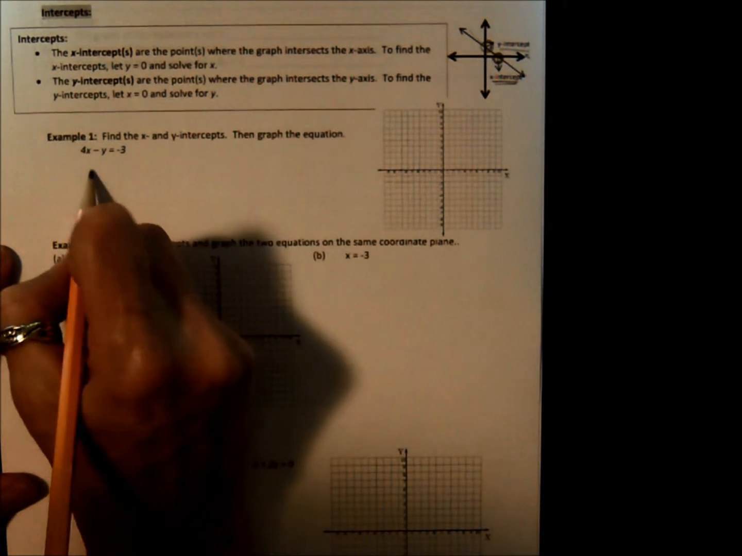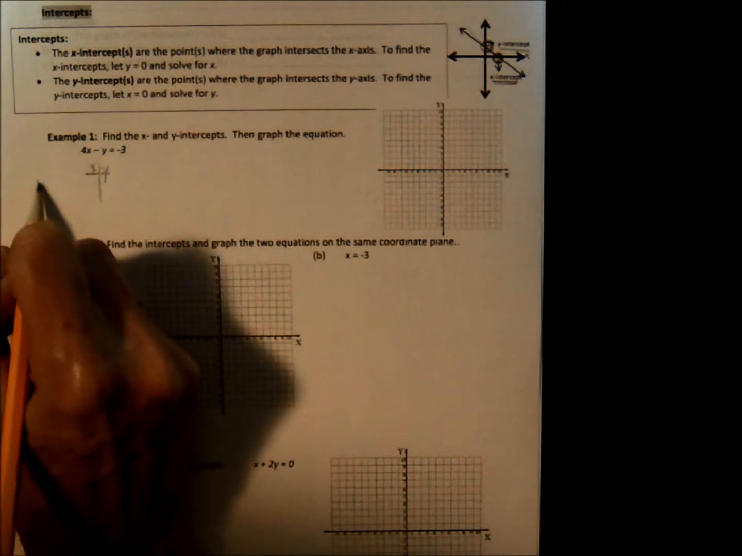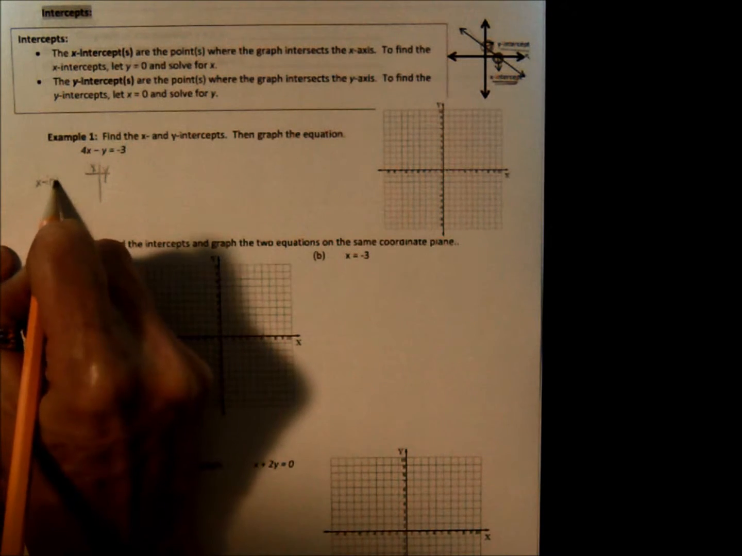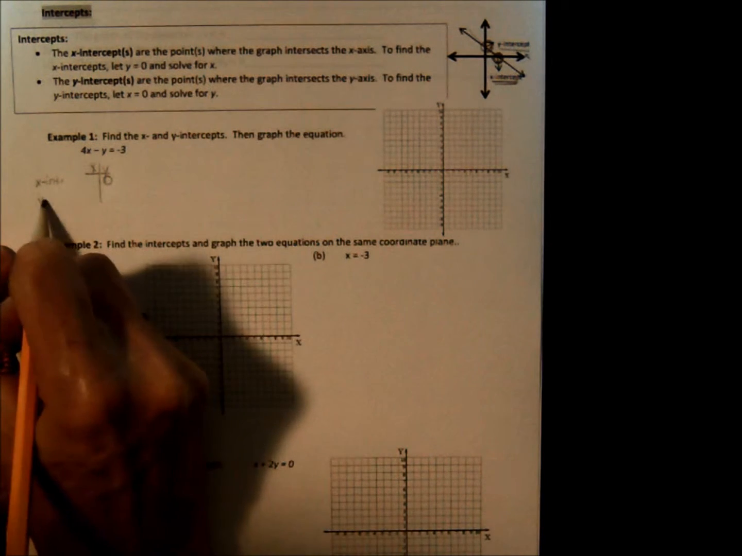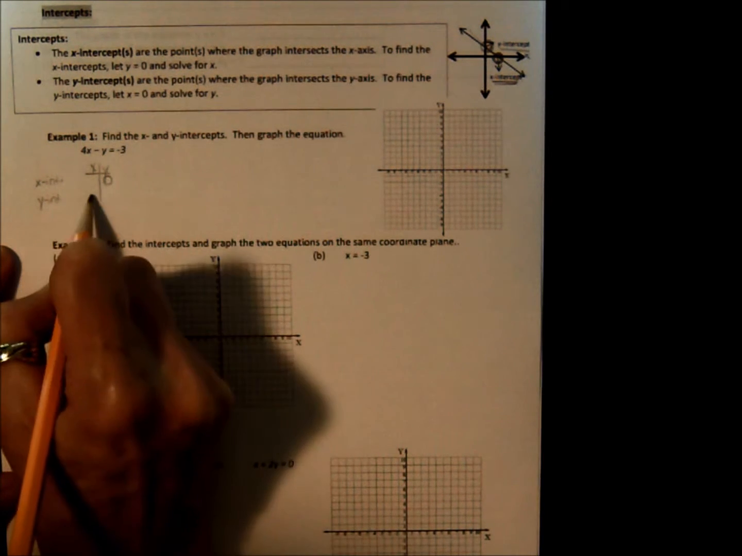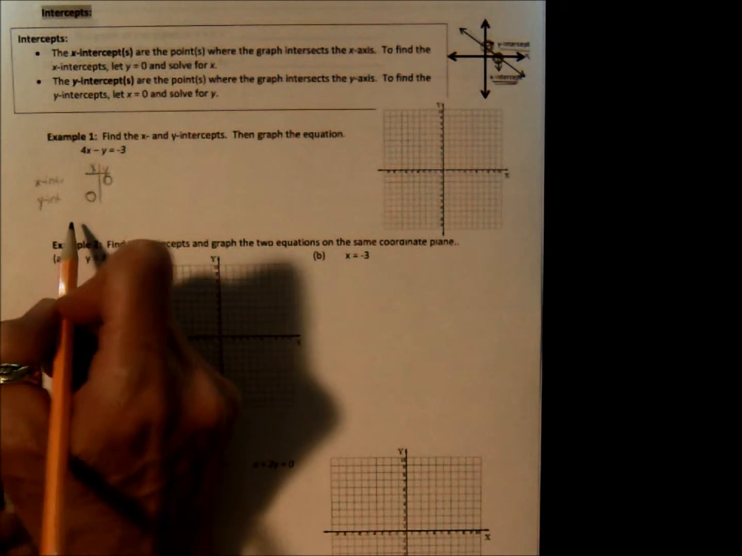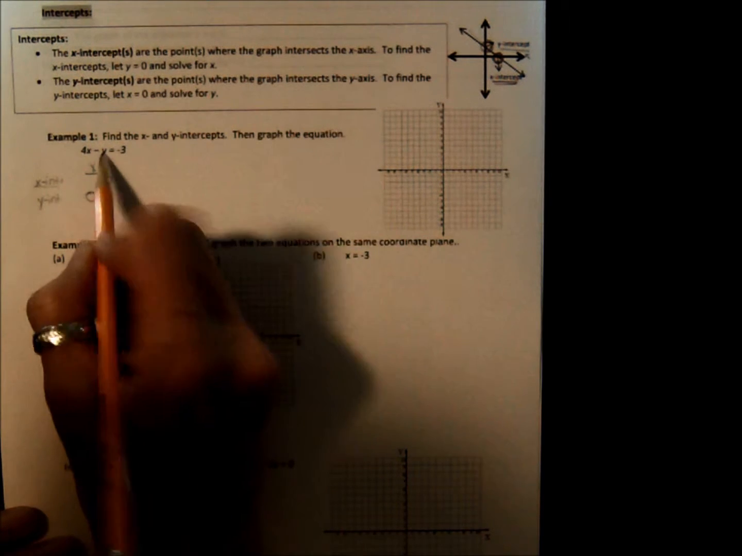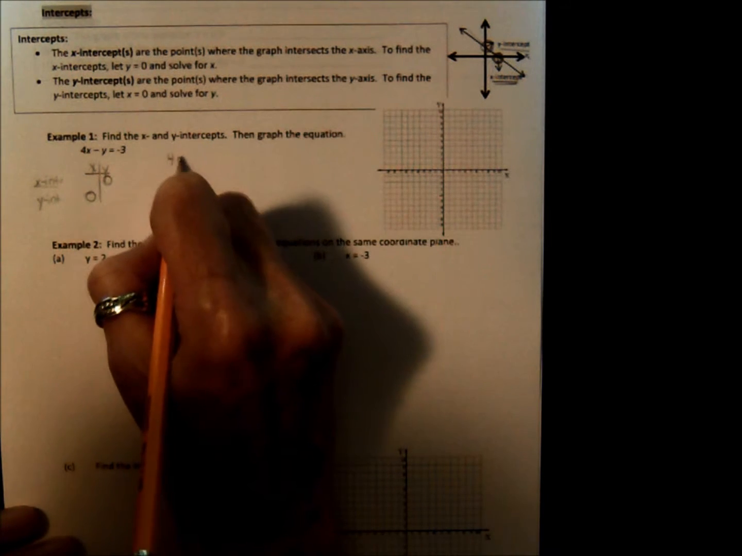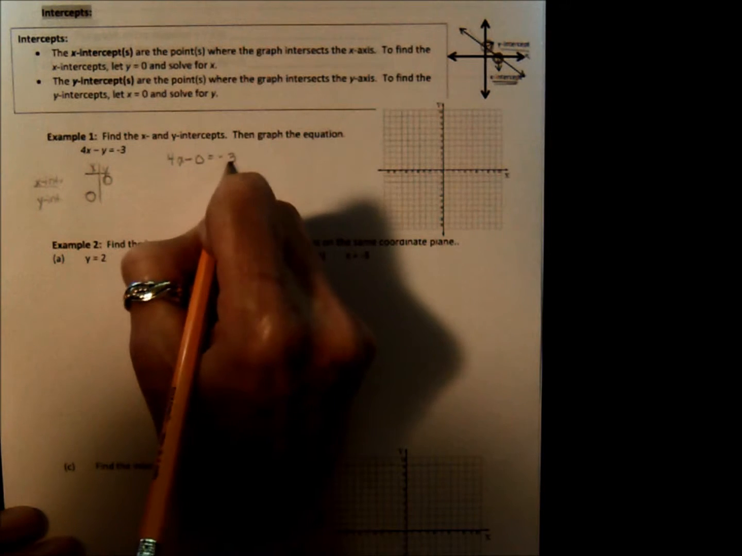So let's try one. It says find the x and y intercepts, then graph the equation. So the first thing you do is you create an XY table. We're going to find the x-intercept by putting a 0 into the y spot, and then we're going to find the y-intercept by putting a 0 into the x spot. So let's start with the x-intercept. We put the 0 in our equation into the y spot.